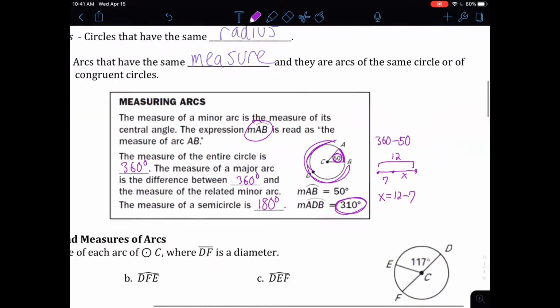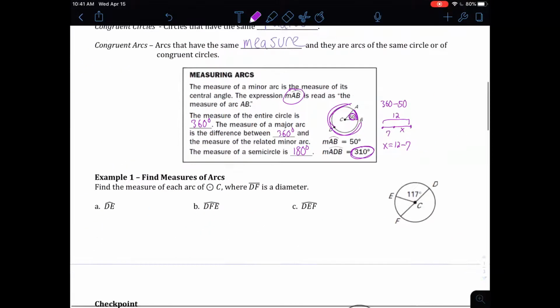Hopefully that makes good sense. Let's go into an actual example here, okay? So we have, find the measure of each arc of circle C where DF is the diameter. Okay, we're looking for the measure of arc DE. Measure of arc DE. Well, DE is right here.